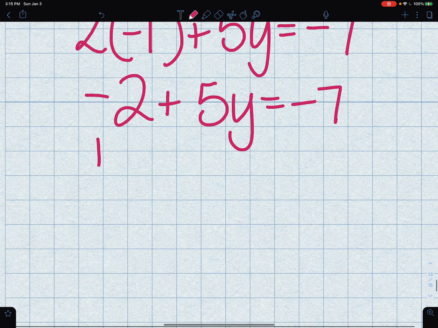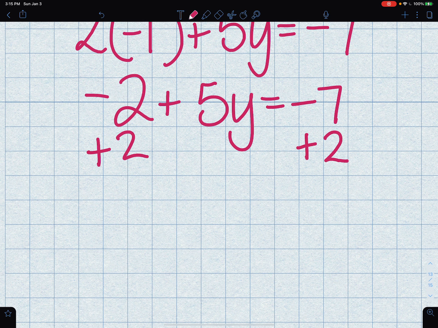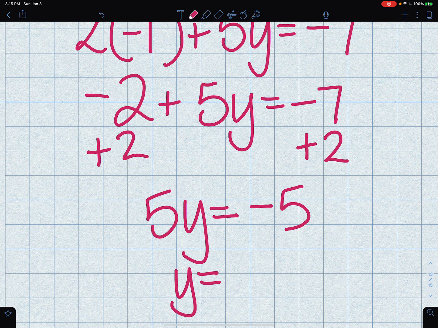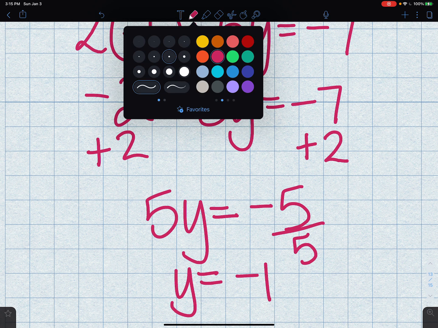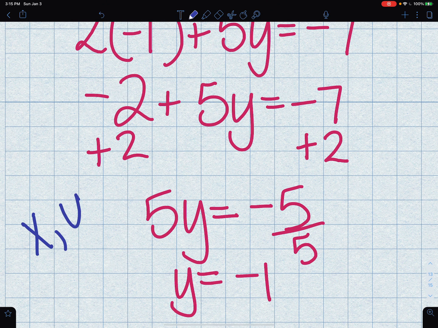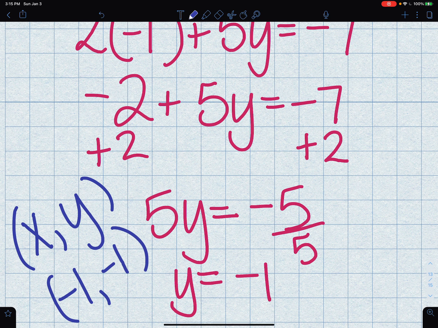Let's add 2 to both sides. 5y is equal to negative 7 plus 2, which is negative 5. Oh, look at that. y is also equal to negative 1 because you've got negative 5 over 5. That's kind of cool. So if you're looking at your x and y ordered pair, it's negative 1, negative 1. It's just the same, it's a dot. Cool. That was fun.